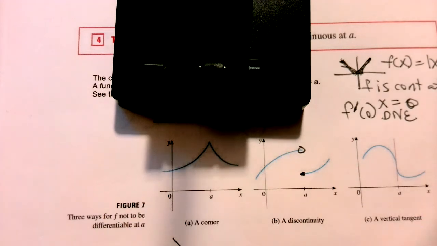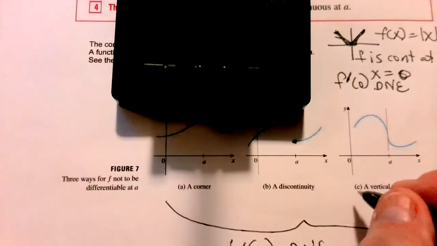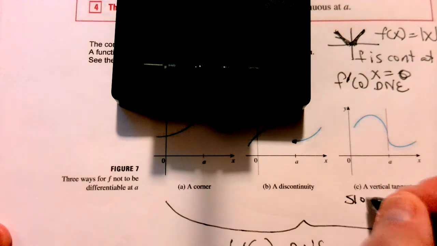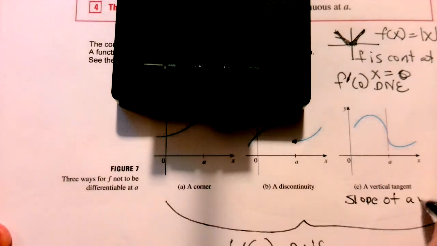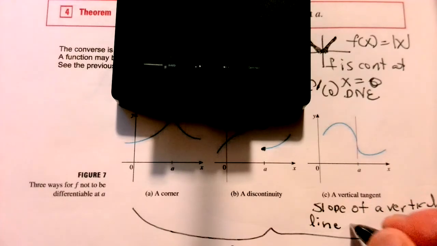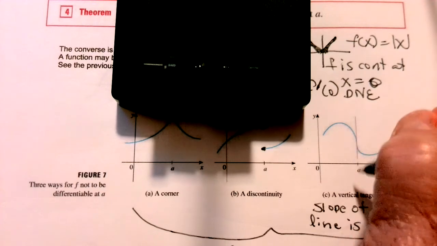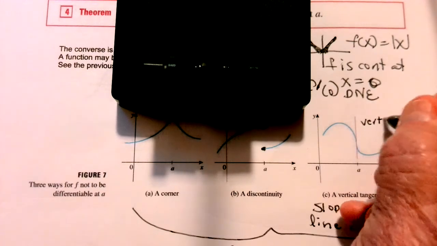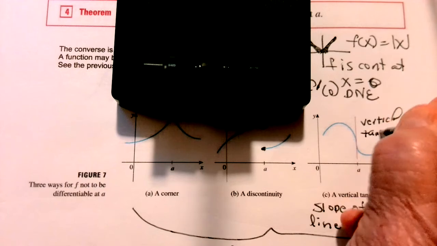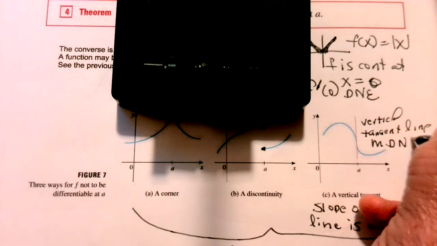And then the other way is when you have a vertical tangent line. So remember that the slope of a vertical line is undefined, if you remember back from college algebra. So, I mean, the derivative would be the slope of the tangent line. So this is a vertical tangent line. So the slope does not exist here because it's a vertical line.